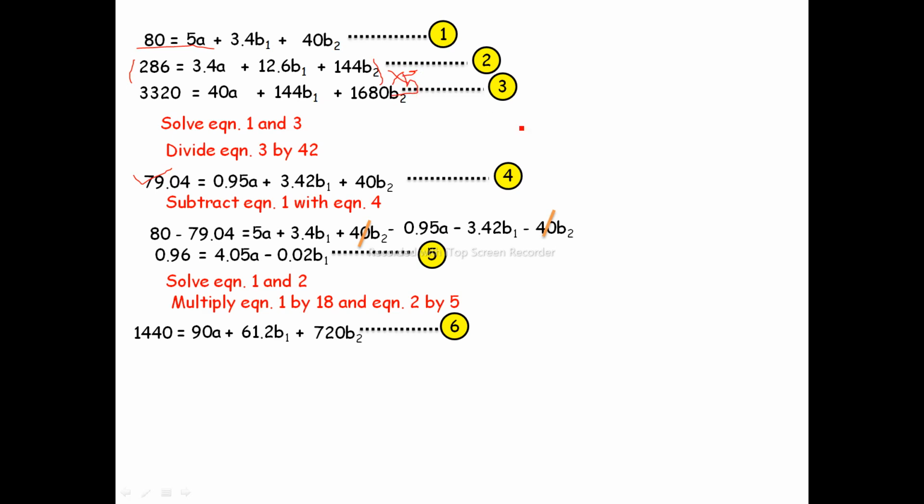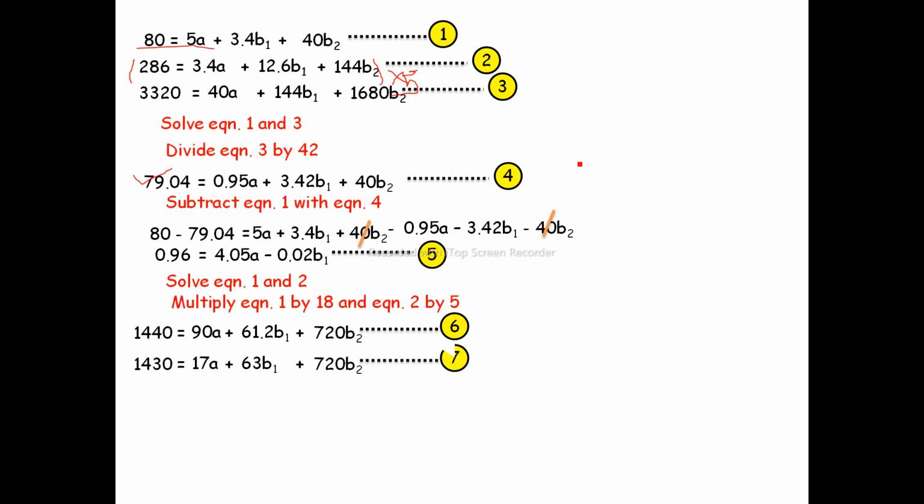We are multiplying it with 5. So 286 multiplied by 5 is 1430, equals 40 multiplied by 5, plus 3.4 multiplied by 5 is 17a, plus 12.6 multiplied by 5 is 63b1, plus 144b2 multiplied by 5 is 720b2.